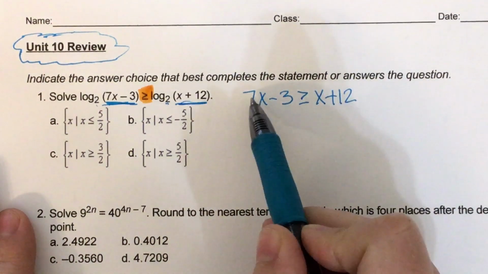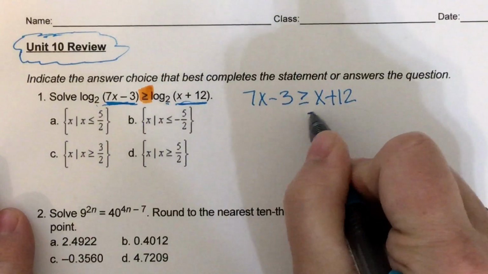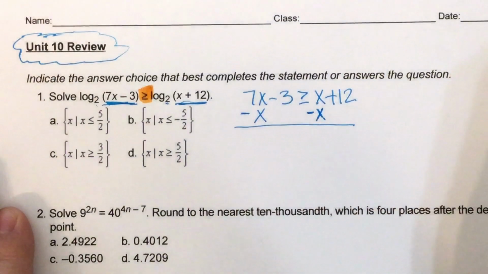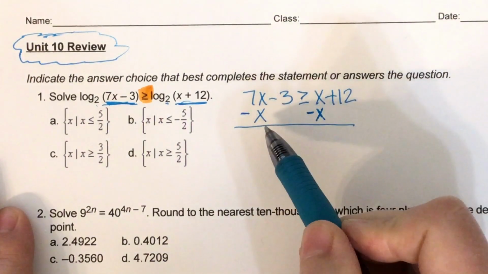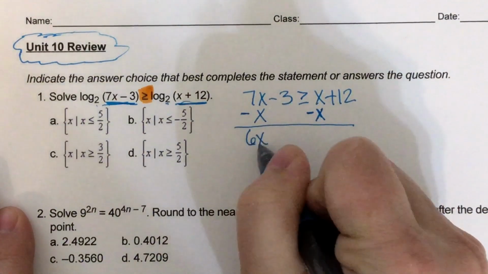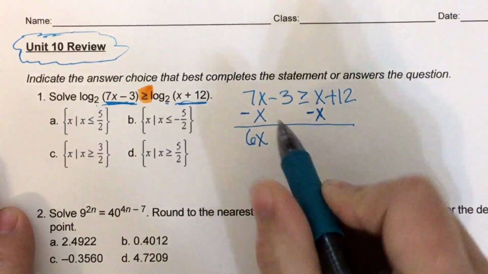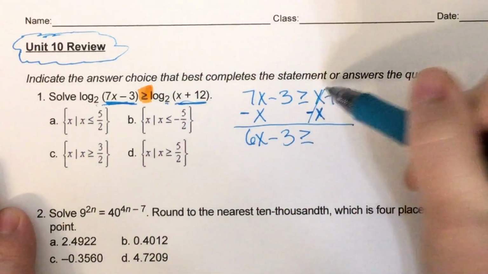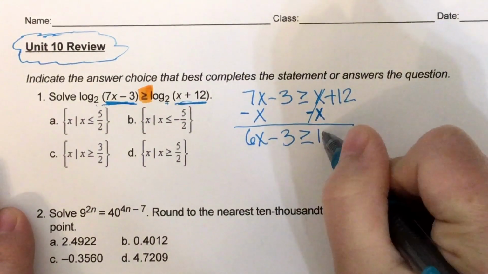We need to get our x's on the same side. So I'm going to move the smaller x by subtracting it. And then 7x minus x makes 6x. I'm going to drop the minus 3. I'm going to drop the inequality symbol. That zeroes out, and I'm going to drop the 12.